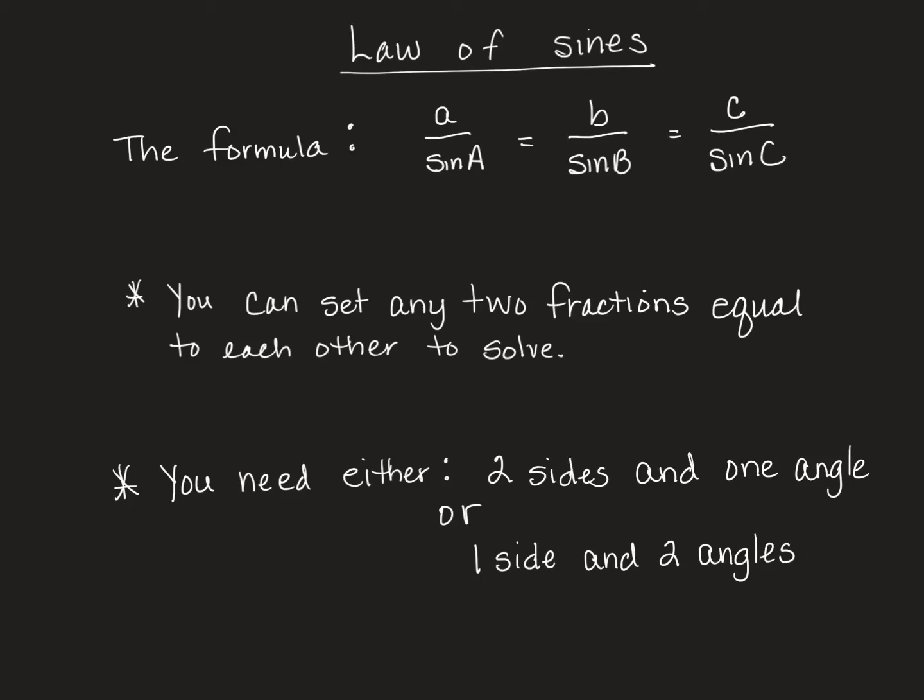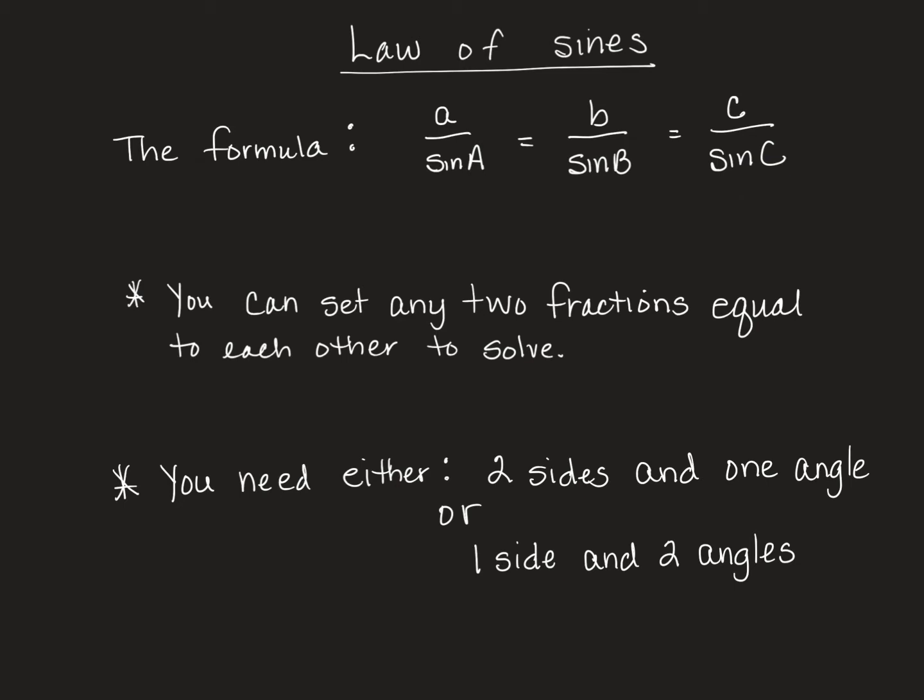Hi guys, today we're going to talk about the law of sines. The law of sines is a formula. It is side A over sine of A equals side B over sine of B equals side C over sine of C. So what does that mean?